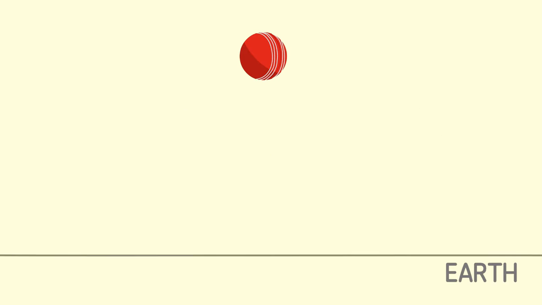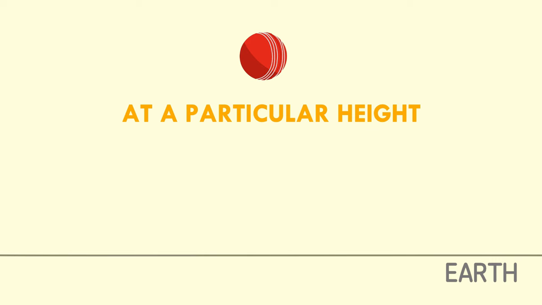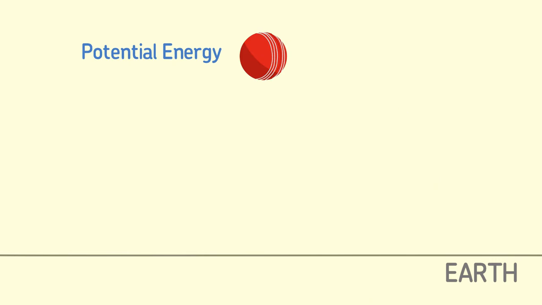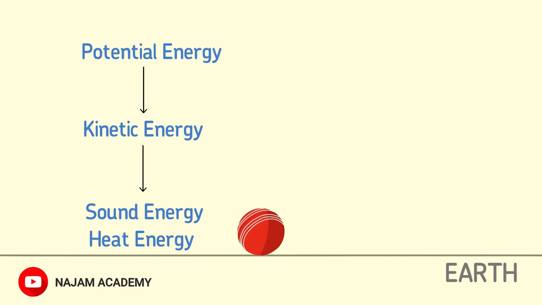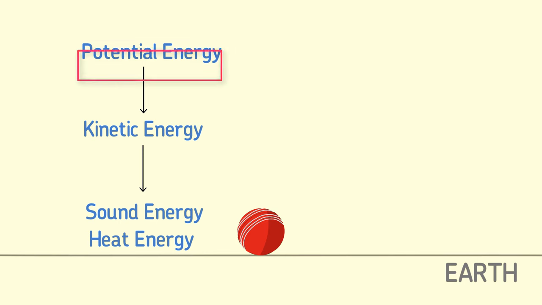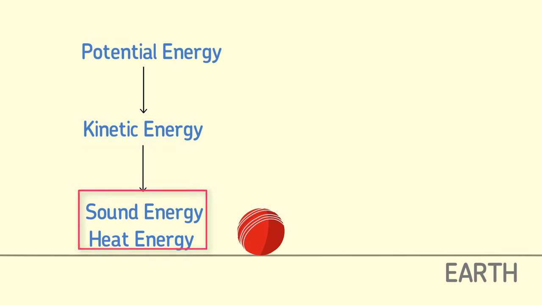Similarly, when a ball is present at a particular height, it possesses potential energy. Now, this ball starts falling. The potential energy of the ball is converted into kinetic energy. When the ball hits the ground, then the kinetic energy of the ball is converted into sound energy and heat energy. Hence, in this example, potential energy is converted into kinetic energy, into sound energy, and then into heat energy.